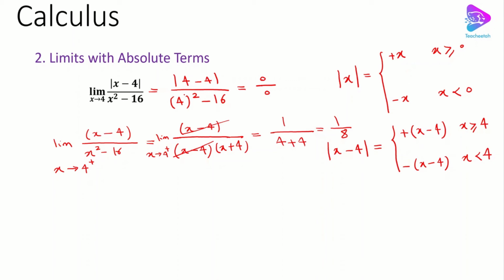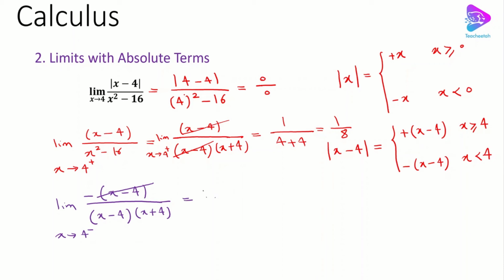Now let's look at this limit when we are approaching from the left side of number 4. So in that case, this limit is going to be converted to, let's use another color, the limit of minus x minus 4 over x minus 4 times x plus 4, and again we can cancel this x minus 4. This time it is approaching 4 from negatives, actually from the left side, so this is going to be minus 1.